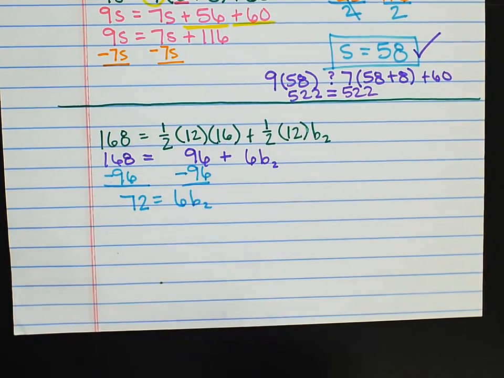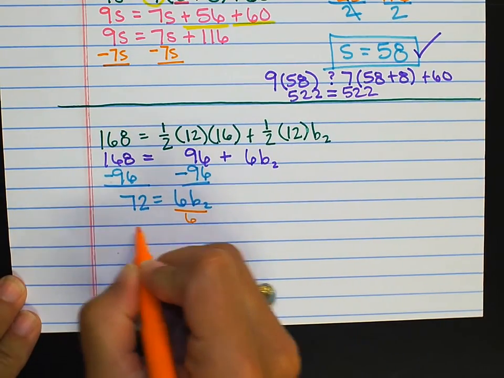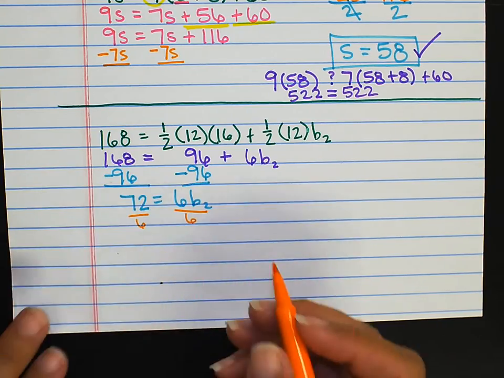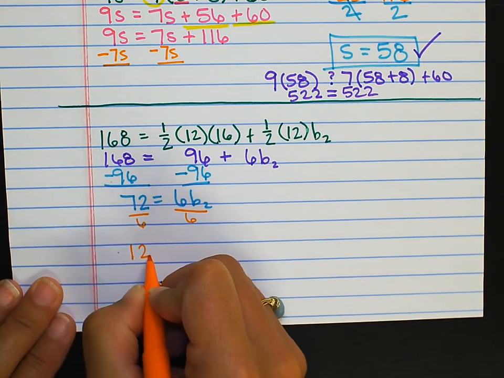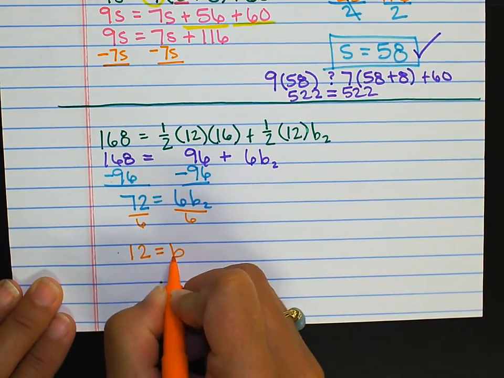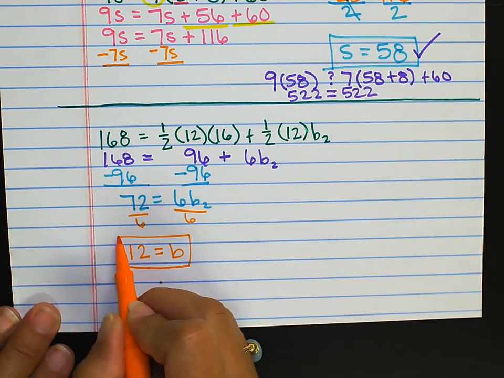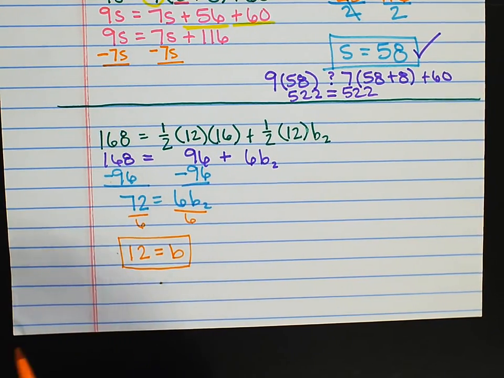72 equals 6b2. I need to get b by itself. 6 is multiplying by b, so I'm going to divide by 6. And 72 divided by 6 is 12. So 12 is b. The second base on that trapezoid is 12 inches long.